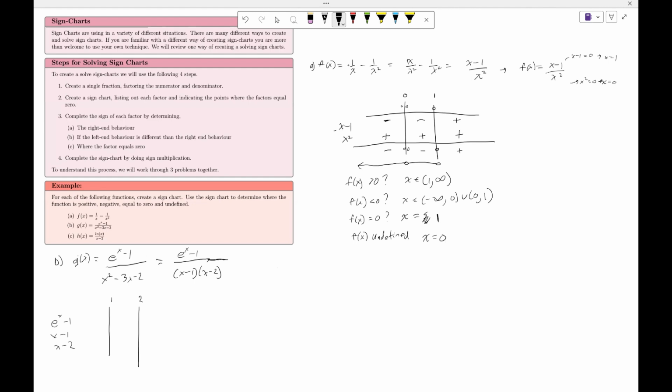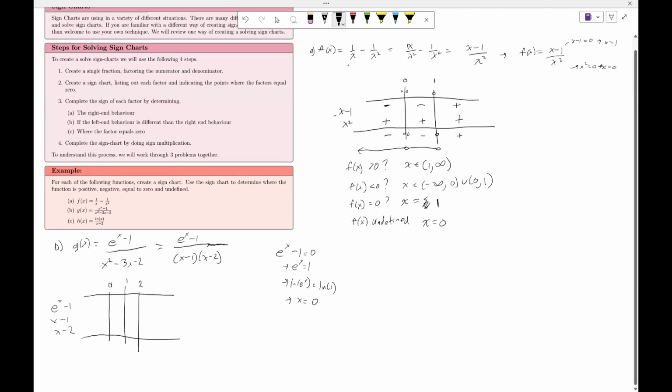But if we look at e to the x minus 1 equals 0, well, this implies that e to the x equals 1, which implies ln of e to the x equals ln of 1, which implies that x equals 0. So we actually have a third point. We have 0, 1, and 2.